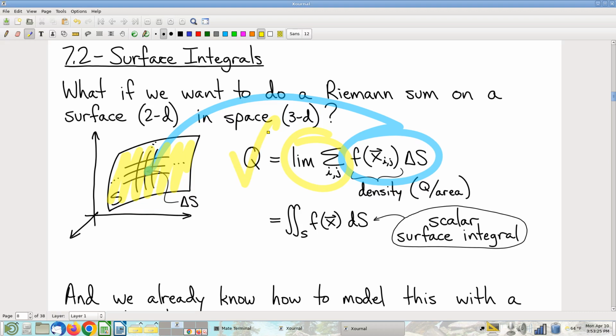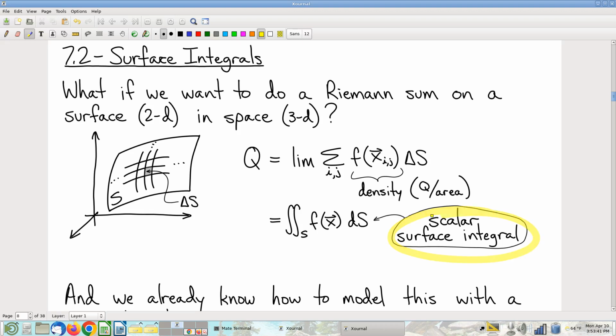It's just the same old chop it up, add it up that we've done in every other kind of domain. How are we doing so far? Is everybody with me? Okay. So what kind of an integral is this? Well, it's not a triple integral because there's no volume. It's not a double integral because it's in three space. It's a different thing.